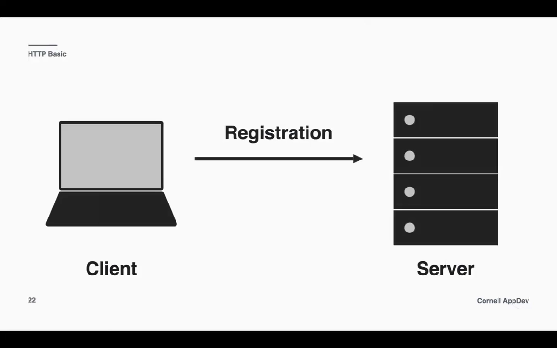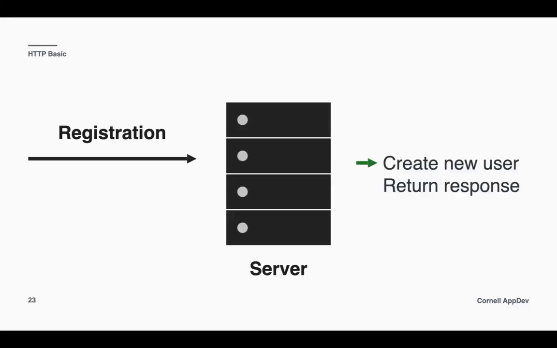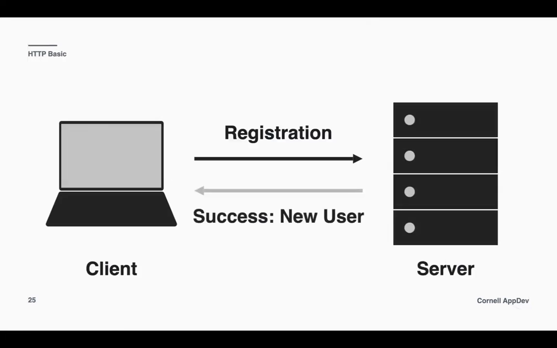So if you were trying to register a user, you would send your username and password via a registration form to your server. The server would create that new user and then return the user body, or all the fields in the user, like we've done in previous assignments, back to the client, as well as the success code so that we know it works.